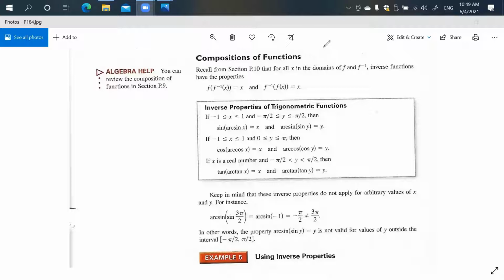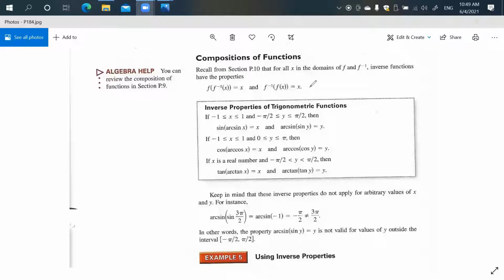Okay. So today we're going to talk about the compositions of functions. Compositions of functions. You used to learn this in previous years, right? In grade 9 or 10, I believe. But now we're going to talk about the inverse, and see this one on the whiteboard.